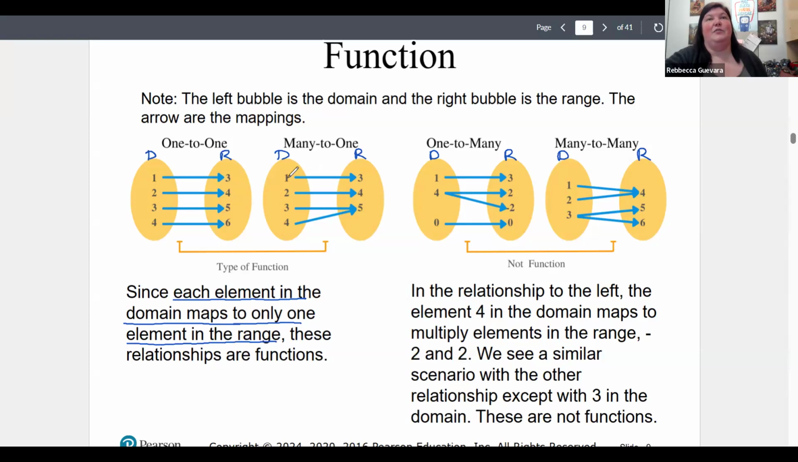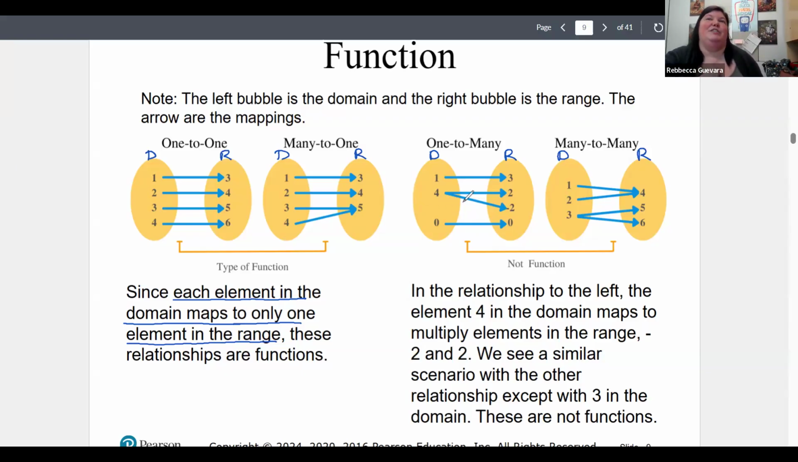We see the same thing here. This 1 only goes to 3. This 2 only goes to 4. This 3 only goes to that 5 in the range, and that 4 only goes to that 5 in the range. So even though they're both going to the same number, this 3 is only mapping to that 5, and that 4 is only mapping to that 5. Like I said, each element of the domain maps to only one element in the range. They could all go to 5, and it would still be a function.